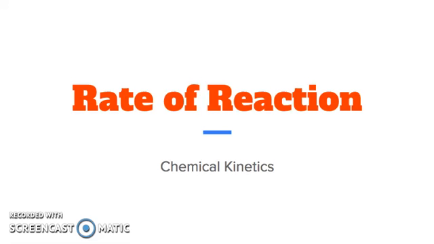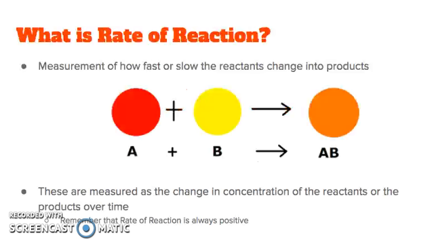Okay, so in this video, I'm going to be talking about the rate of reaction. This is topic 6 from the unit, and it's actually called chemical kinetics, and I'll explain why in just a second. But this will be part 1 of the video. I'll separate it in 2 parts because it's a lot.